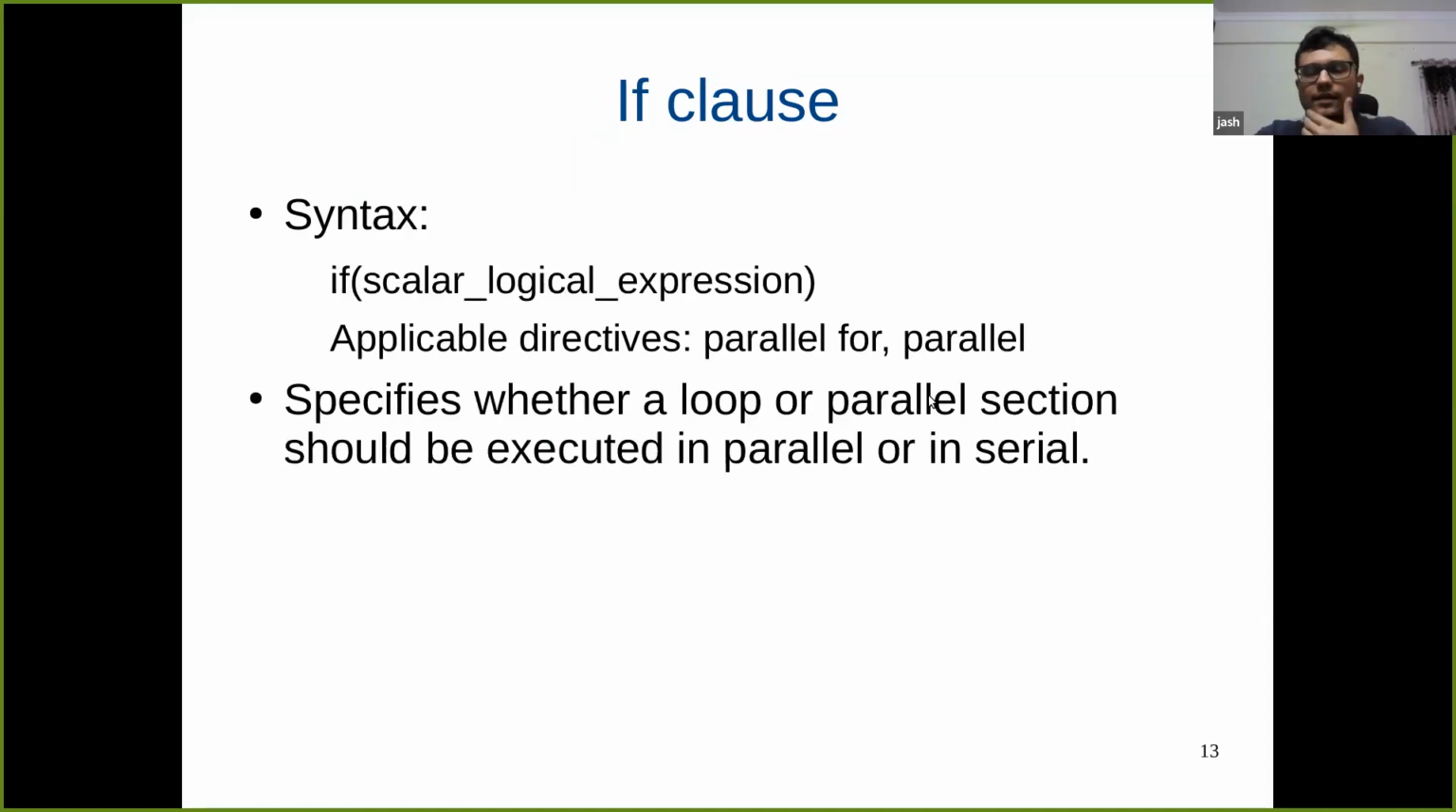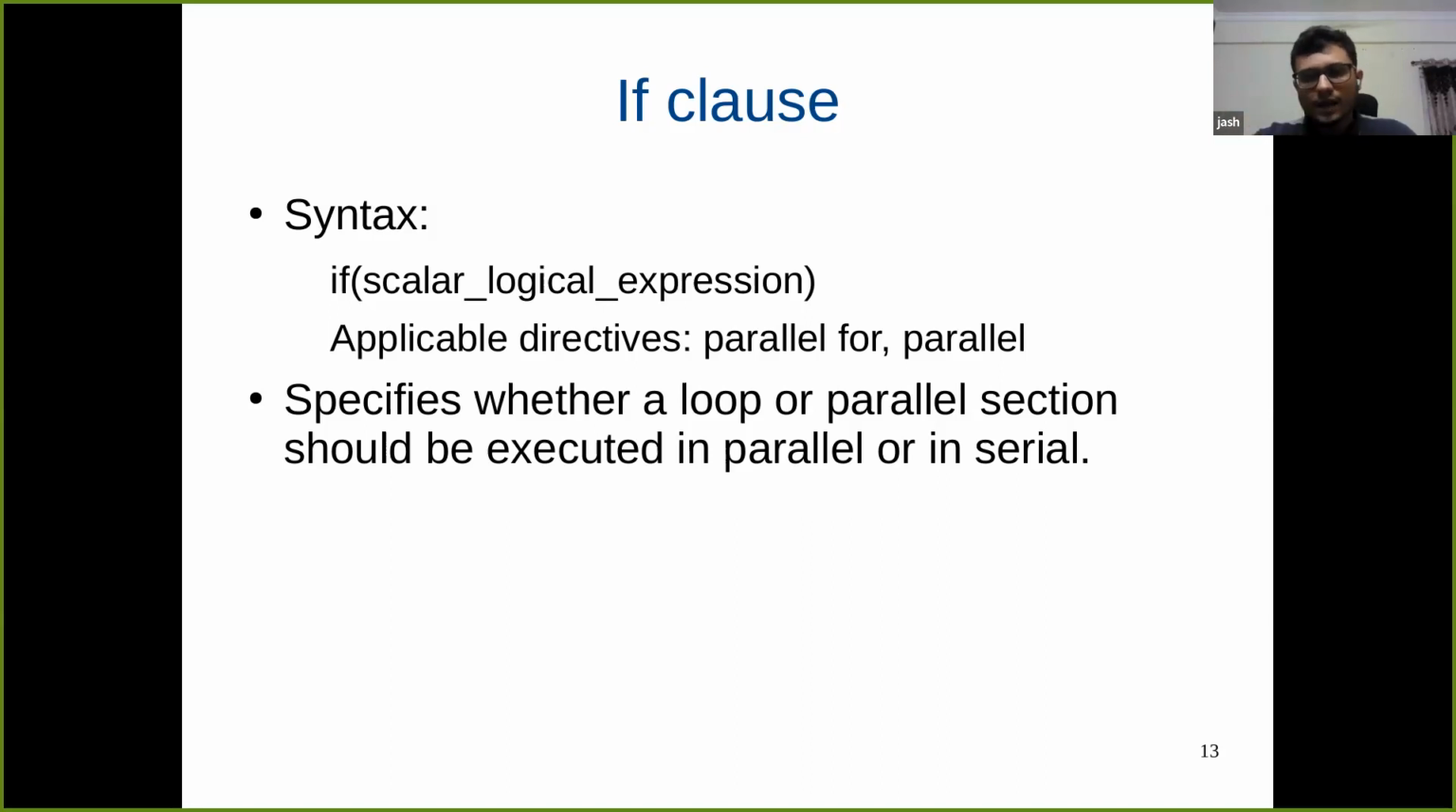Yeah, I think the next one is the if clause. So this one is generally helpful. Its syntax is simple: if followed by a scalar expression, and again you can apply it to parallel, and so on, the directives that we have seen so far. What it does is that if the scalar expression turns out to be true, then it will execute the structured block of code that follows that parallel or parallel for in parallel. Otherwise, it will execute in serial.